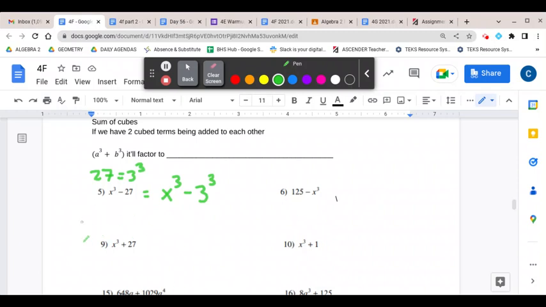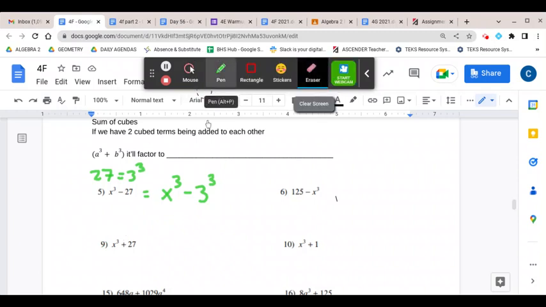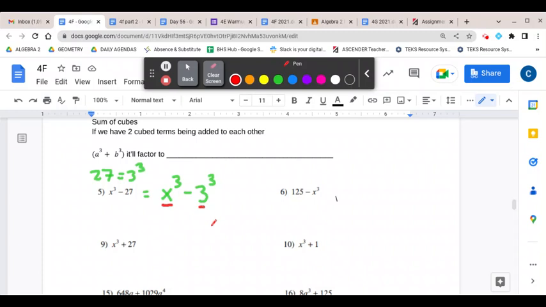So again, we put it into our difference of cubes formula, and our a and our b terms are going to be x and 3, because x is being cubed and 3 is being cubed. So x minus 3 is going to be the first term, and then we have x squared plus 3x plus 3 squared, which is 9, as our second term. Really our a term is x and our b term is 3. We're subtracting, so we plug it into the difference of cubes formula.